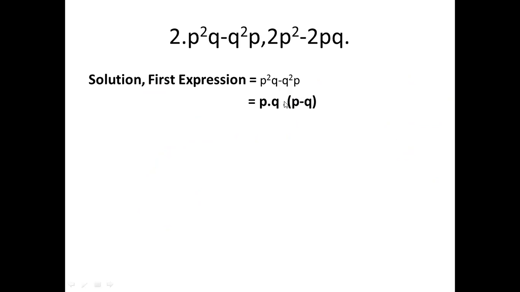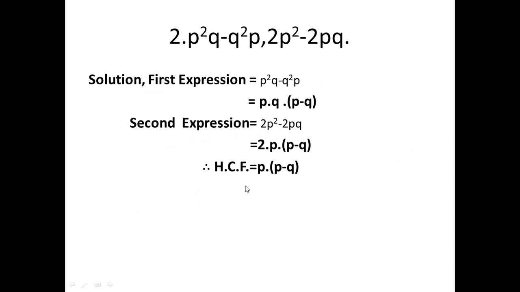Here PQ is common, so we take PQ common, then P minus Q is left here, P left from the first term, Q left from the second term. Similarly, in the second expression, 2P is common, and P minus Q remains in the bracket. Then HCF equals P common, and P minus Q also common. This is the HCF.